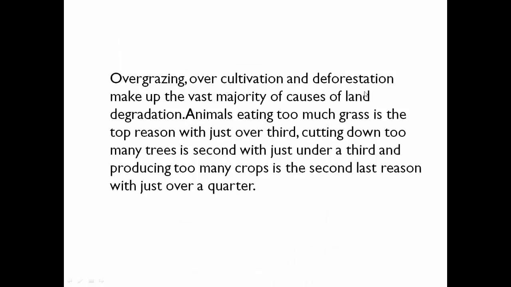Overgrazing, overcultivation and deforestation make up the vast majority of causes of land degradation. So vast majority is not a percentage, not a number, but it is data. The vast majority means very, very high. Animals eating too much grass is the top reason with just over a third. So the data there is just over a third.